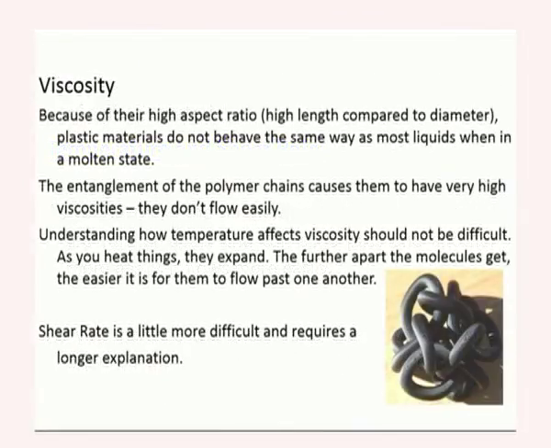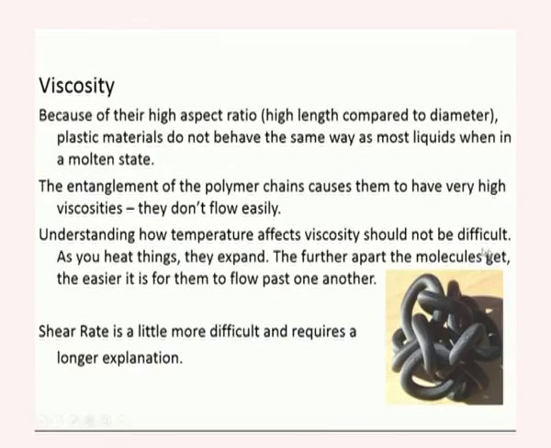This is because of the high aspect ratio, which is simply the length versus diameter. For example, a typical polymer of molecular weight 1 lakh will have 1 lakh units, roughly 1 lakh meter or so in length, whereas the diameter will be in the nanoscale. As a result, the high aspect ratio of this polymeric system has an effect when it is in the molten state. This is what we call entanglement. The entanglement of the polymer chains causes them to have very high viscosity.